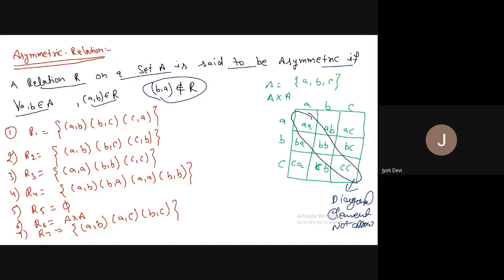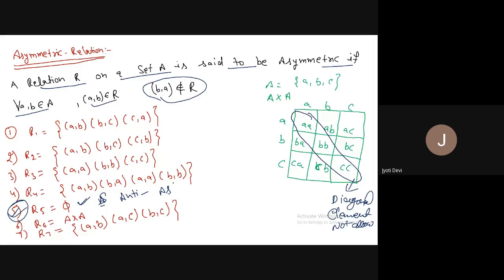Let's see the example. The fifth relation, it is also asymmetric. It is symmetric also, it is antisymmetric also, and it is asymmetric also. Means the fifth relation is symmetric, antisymmetric, as well as asymmetric.